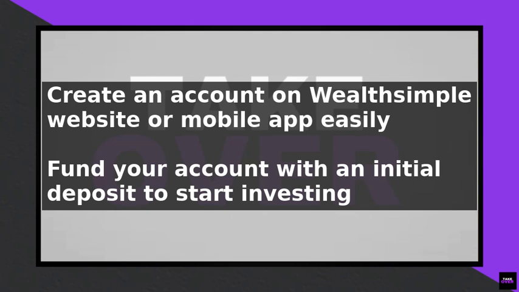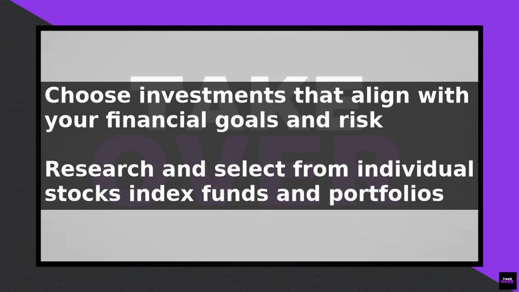This process typically involves providing some personal and financial information, as well as funding your account with an initial deposit. Once your account is set up, you can begin investing in the assets of your choice. Wealthsimple offers a range of investment products, including individual stocks, index funds, and pre-built portfolios. It is essential to do your research and choose investments that align with your financial goals and risk tolerance.